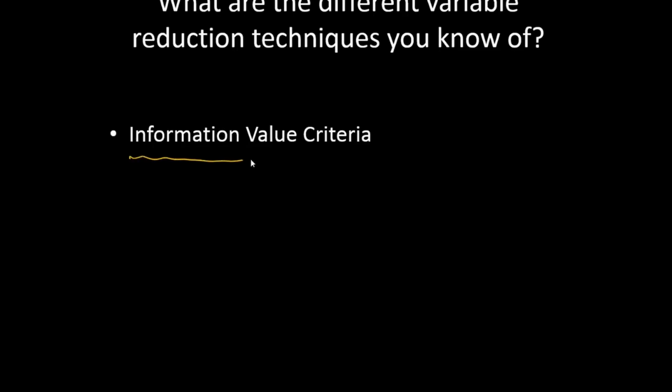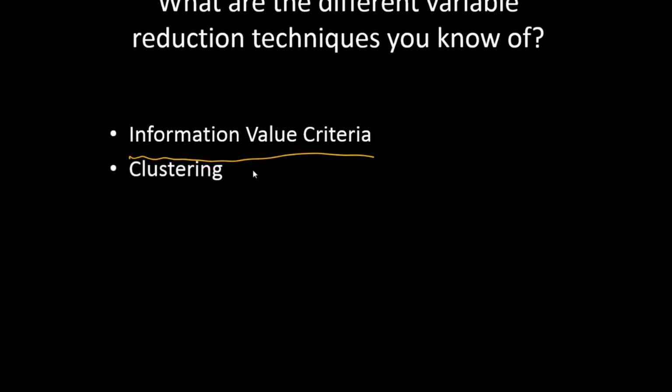The next question is, what are the different variable selection techniques that we know of? Well, the most popular one in the banking and financial industry, also in the retail industry, is finalizing variables using the information value criteria. So the information value criteria is used to find out the predictive power of variables. The ones which have good predictive powers are preferred and that is used for the model.